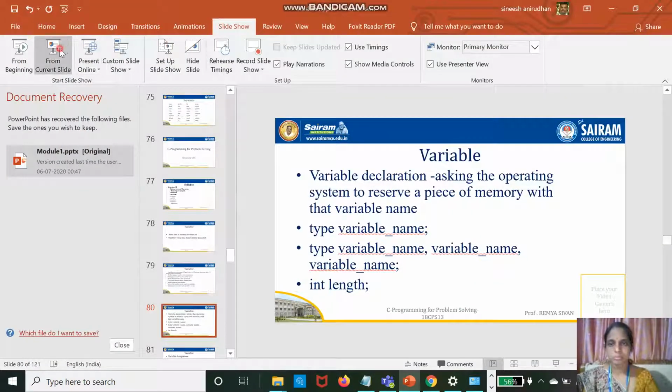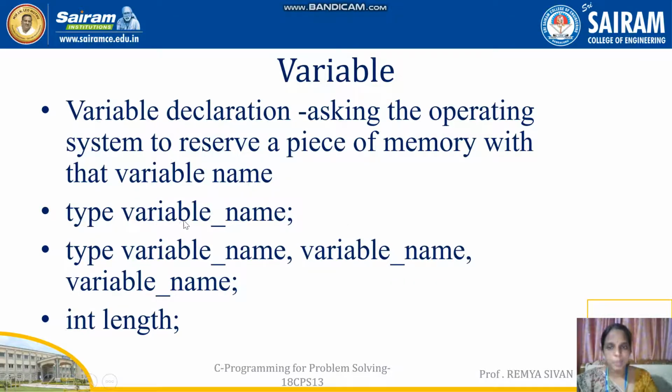Type variable name semicolon, or in the same line: type variable name comma variable name comma variable name. Same line or different line you can use. Then what is this type? That we'll see later. So this is the variable declaration syntax.